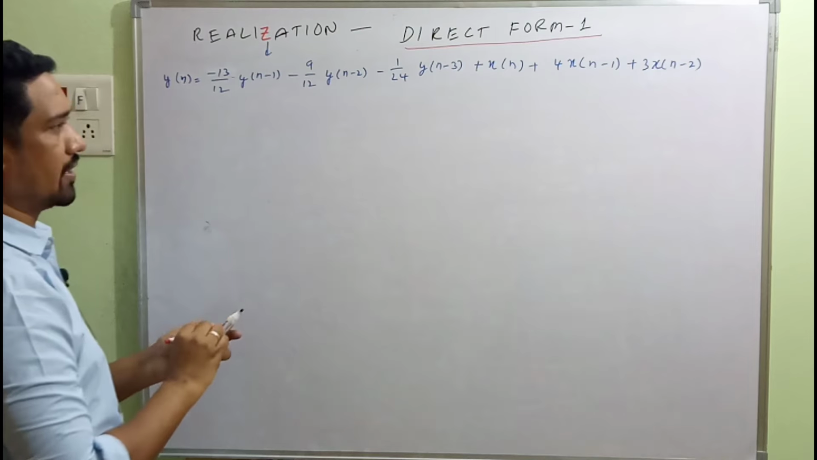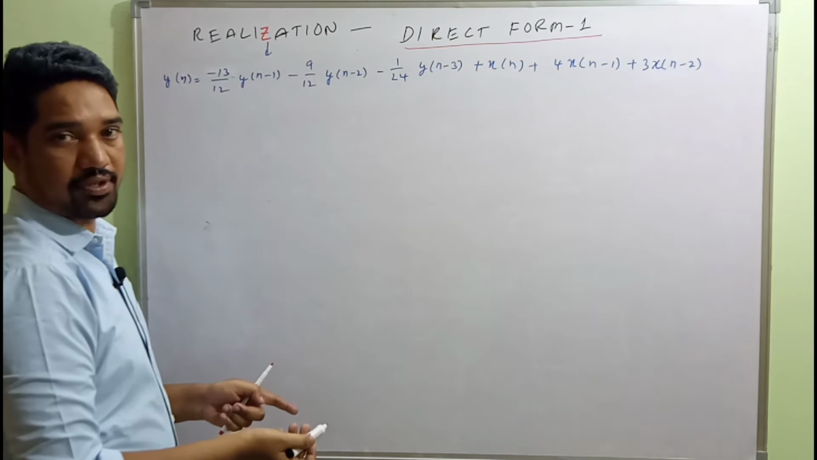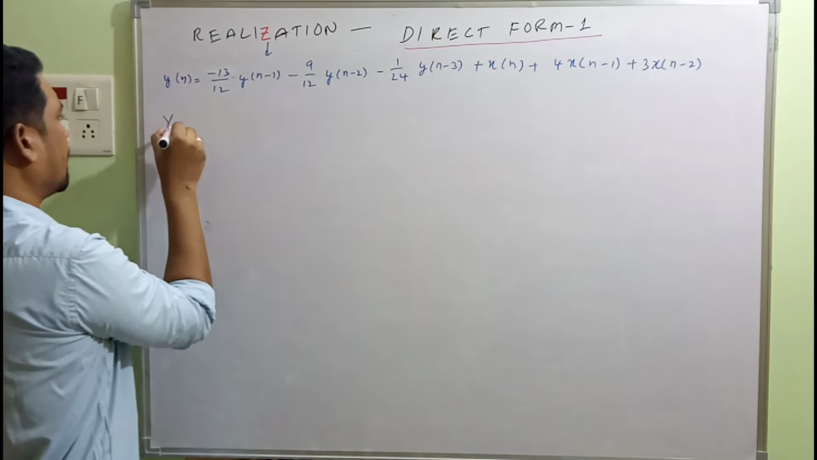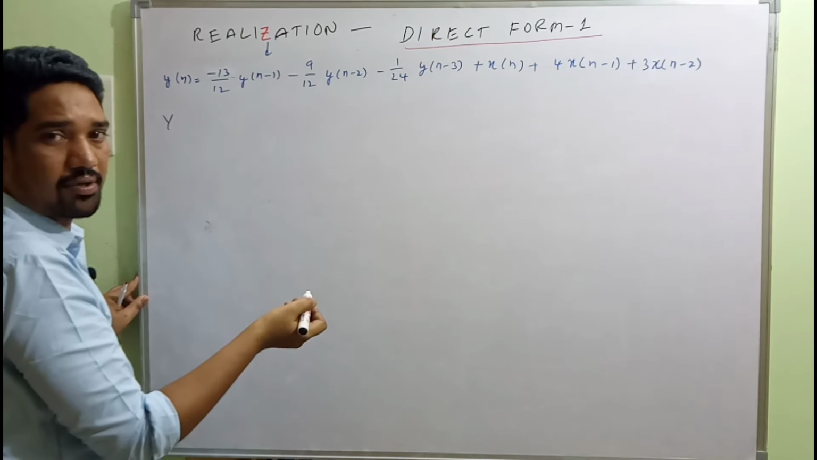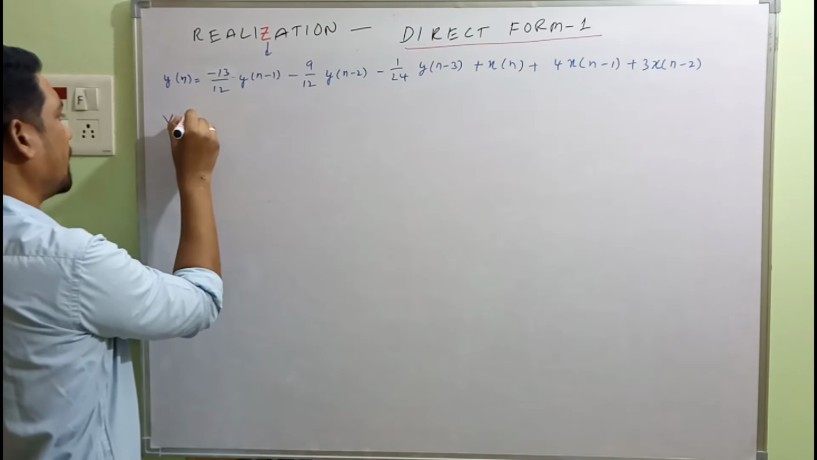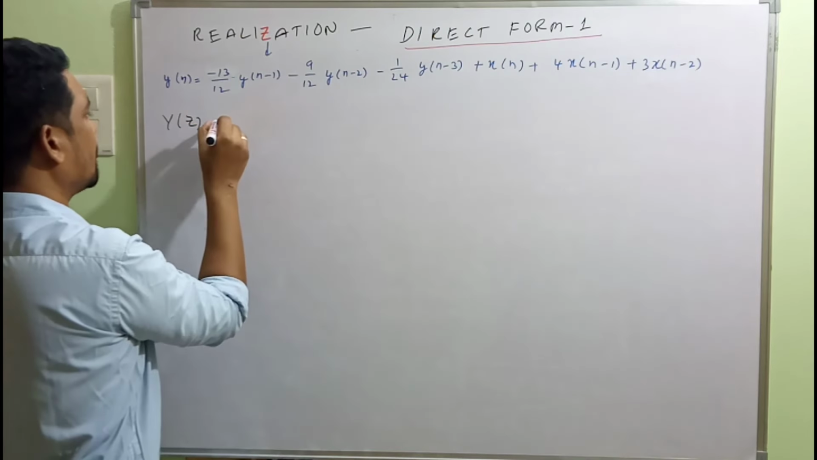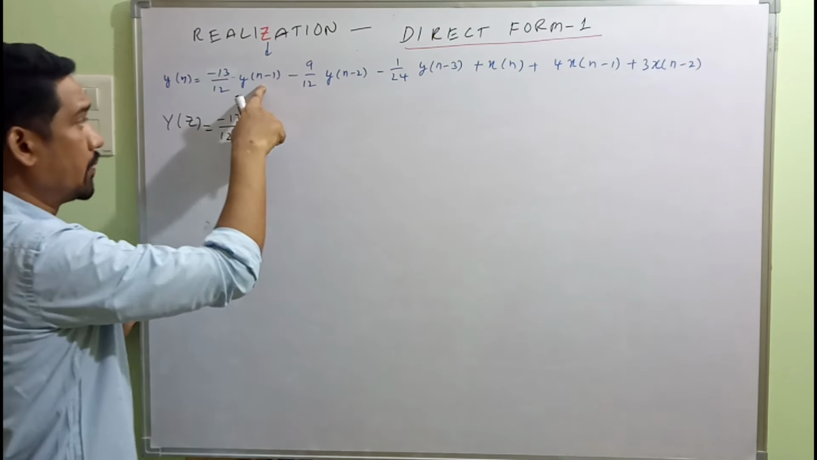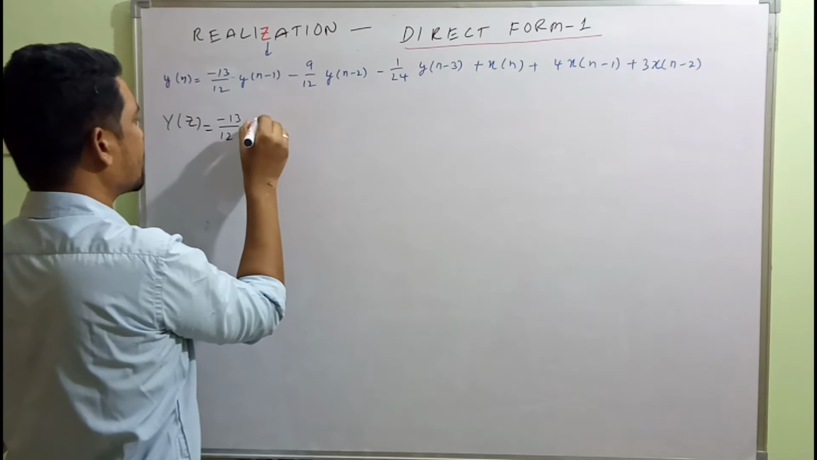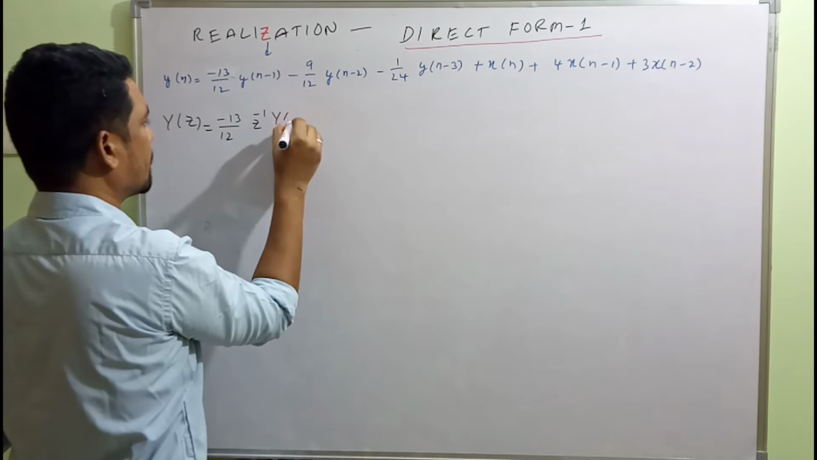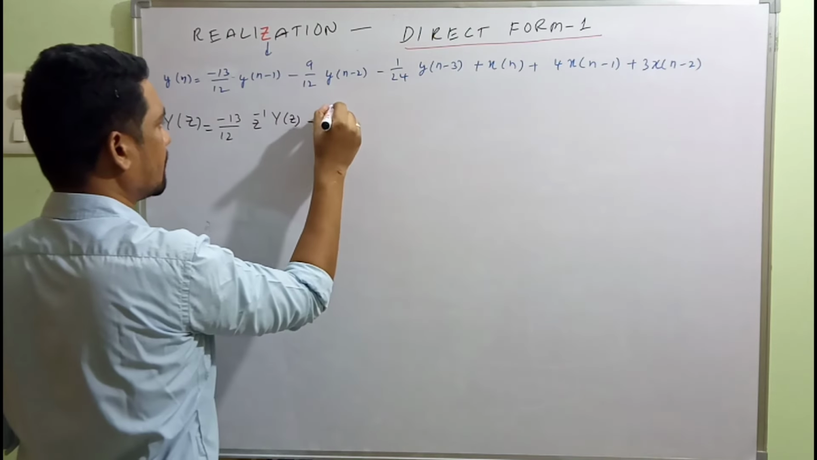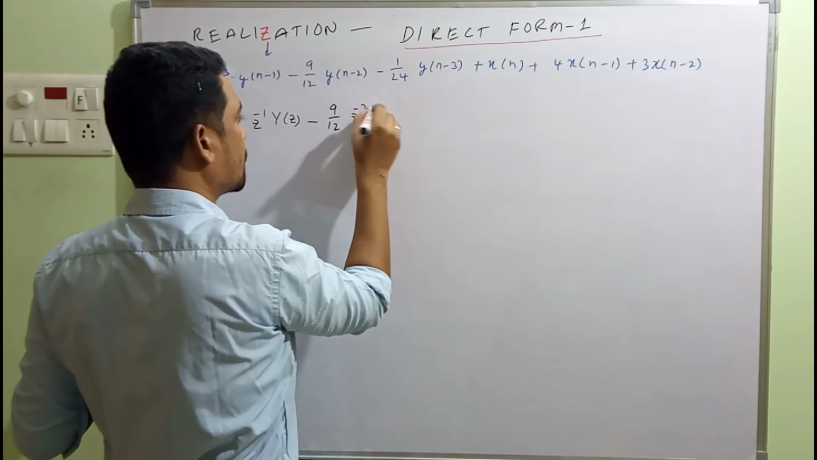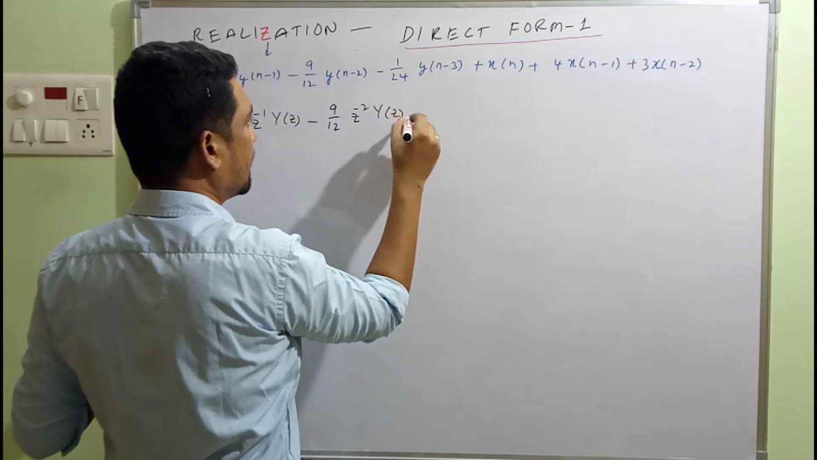So just now we have seen the time shifting property. According to that, what will be the z transform of this one? This will be simply y of z. Z transform of x of n will be x of z, and z transform of y of n will be y of z, in uppercase letters, which is equal to, it's a constant, minus 13 by 12 as it is. And here comes our shifting property. It will be z raised to minus 1 y of z. Minus of this constant, 9 by 12, and here, making use of the shifting property again, z raised to minus 2 y of z. This is the case, and we are done with this.